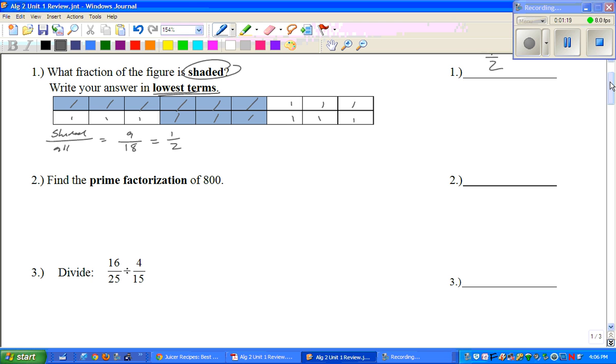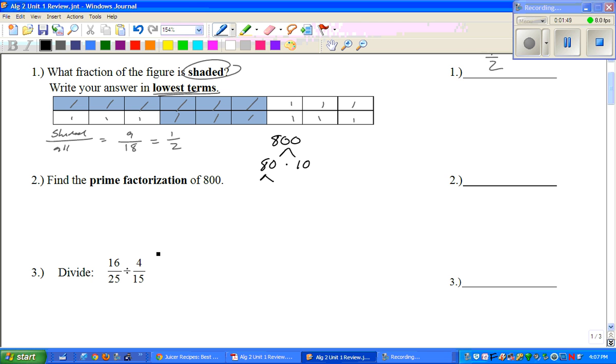Find the prime factorization of 800, okay? Factorizations, we are breaking it down. What numbers multiply to get to 800, okay? Using your multiplication charts, you can find any sort of combinations of numbers that multiply to get to 800, okay? What comes to mind right away for me, 80 and 10. 80 times 10 is 800, okay?